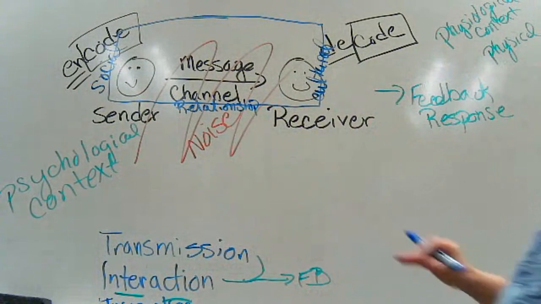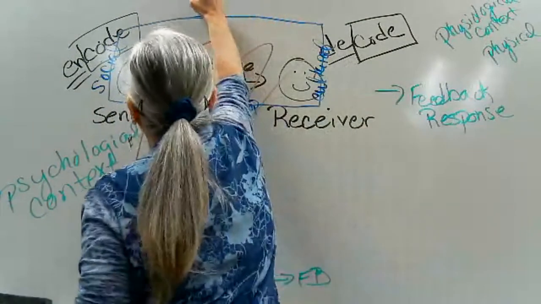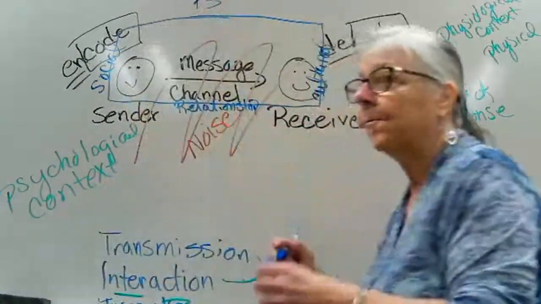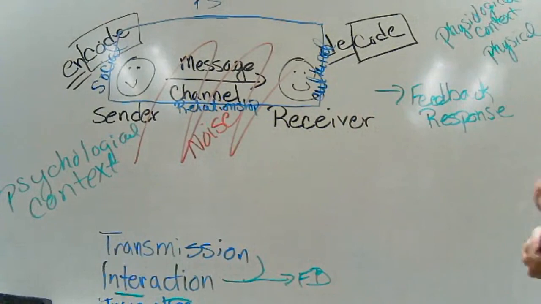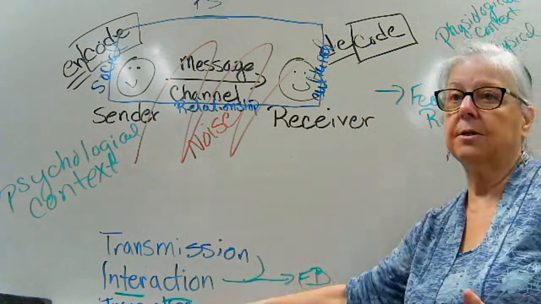And then we have the psychological, the physiological, and the physical. So I'm just calling it the P's up here. Okay, context. So all of those play into the ability for a message to be able to be communicated productively, healthfully, fairly, etc. So we call that transaction.